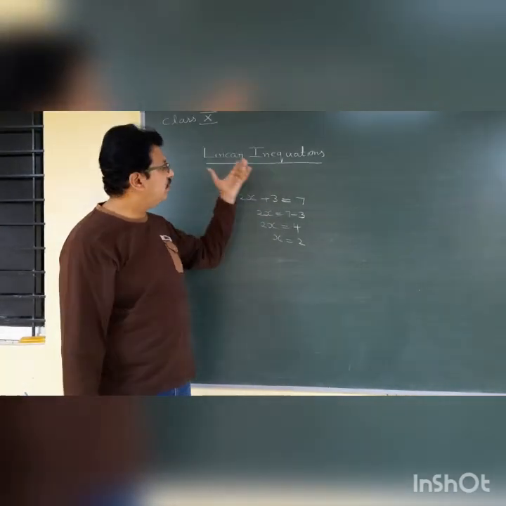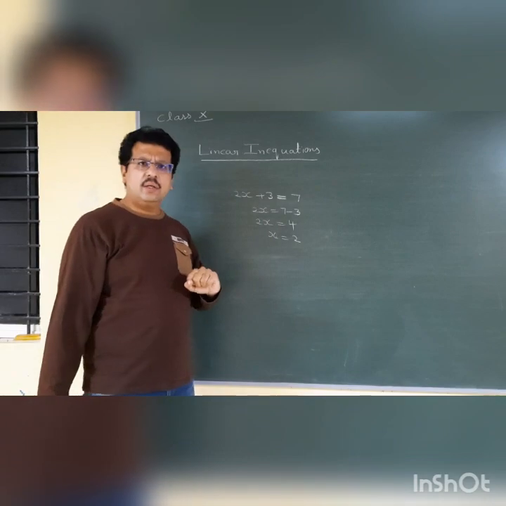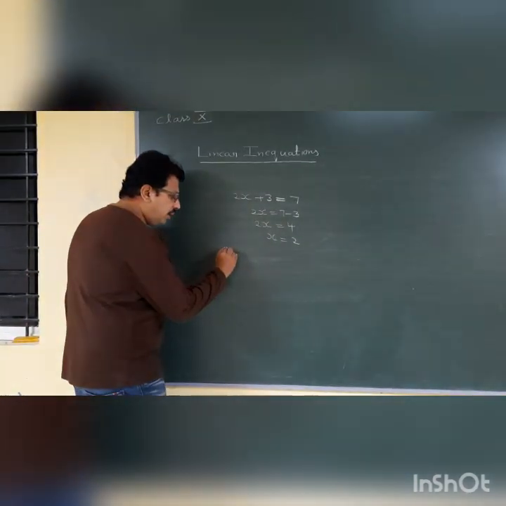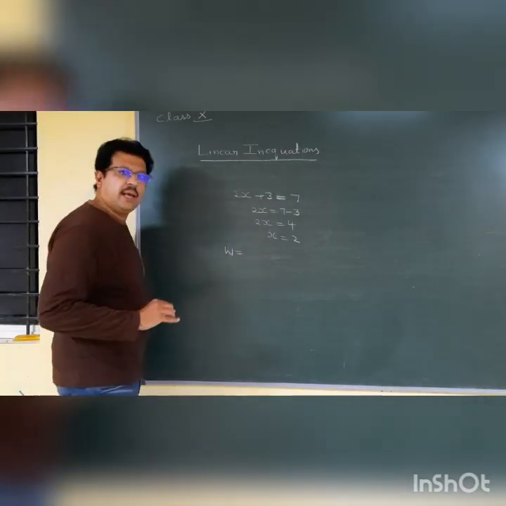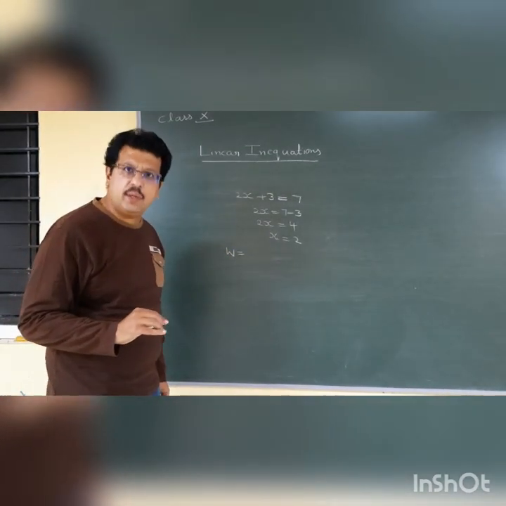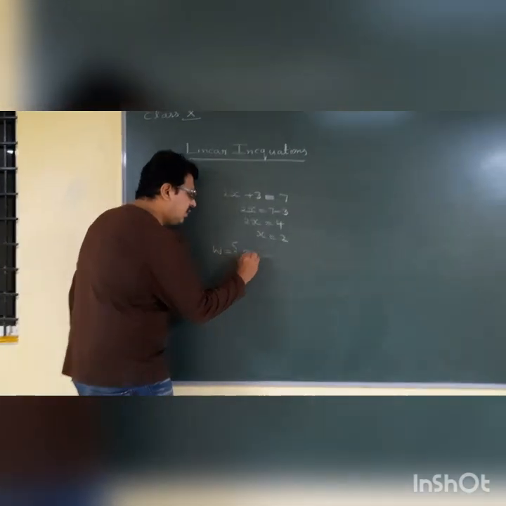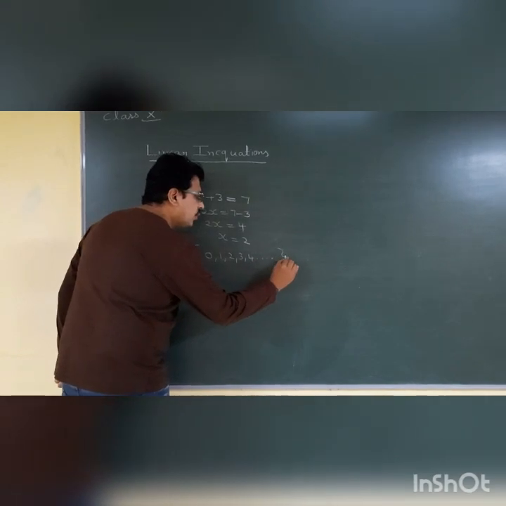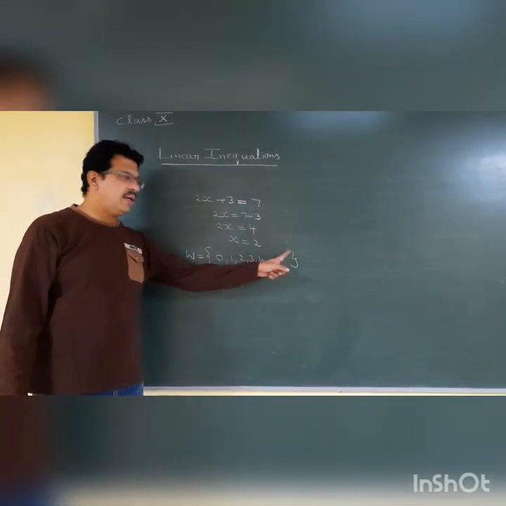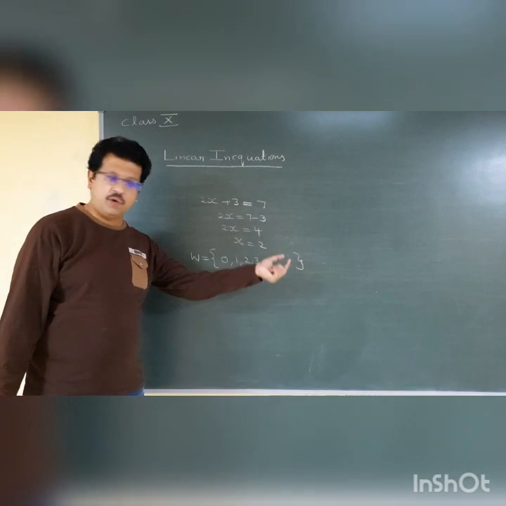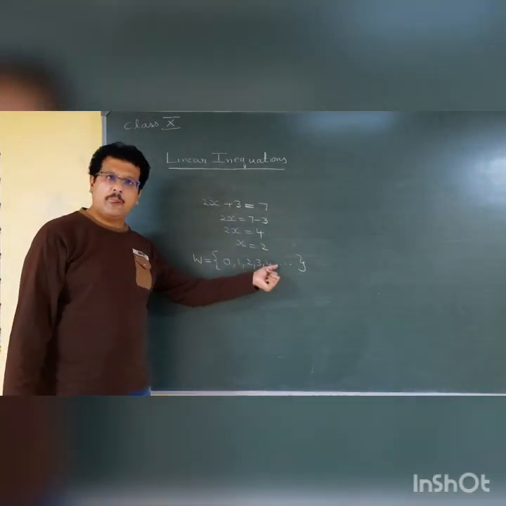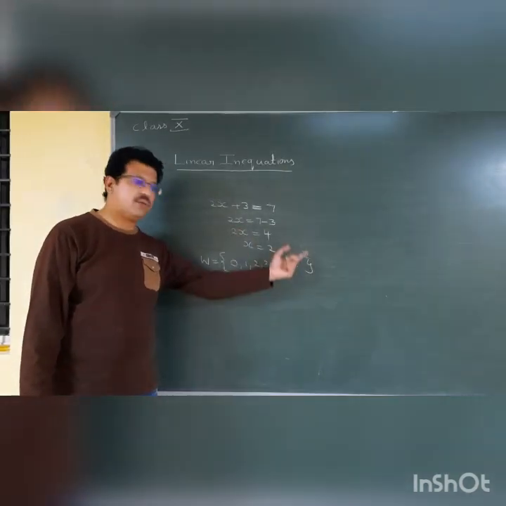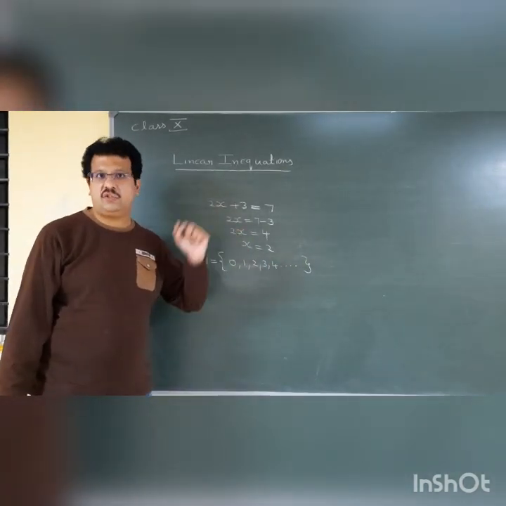Before going to the linear inequation, there are some basics you should have in your mind. The first basic is, what do you mean by capital W? Capital W means it's a set of whole numbers, that is 0, 1, 2, 3, 4 and so on. Writing this in roster form means putting a comma between each number and writing them in flower brackets. It's very important. That is called roster form, which you people have learned in the sets chapter.